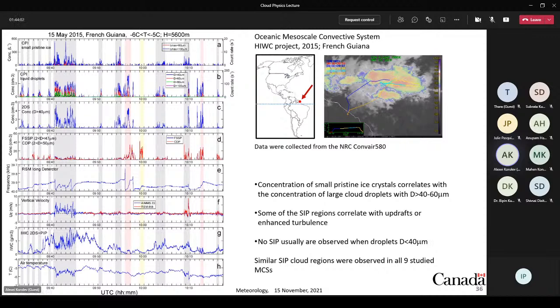And you can see that the spatial size of those zones is quite small. It's of the order of a few hundred meters to kilometers, and so it's associated with the presence of large drops. These are regions usually related to high turbulence and usually high ice water content regions as well.